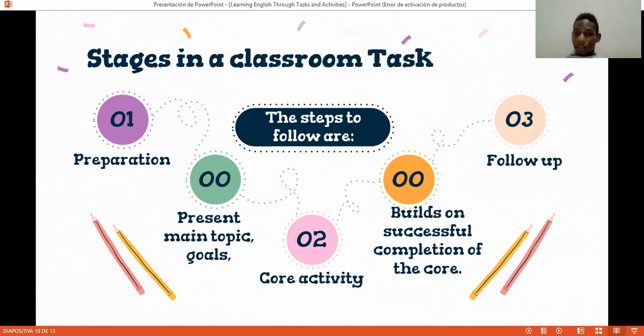Okay. Then between the core activity and the follow up, we are going to build on successful completion of the core. And also at the end, we have to make a specific evaluation to know if our students achieved the objective that we planned.